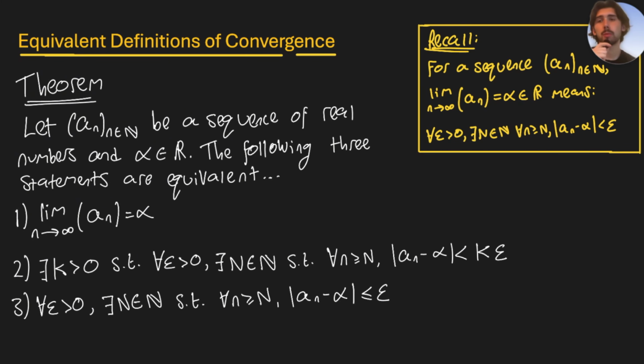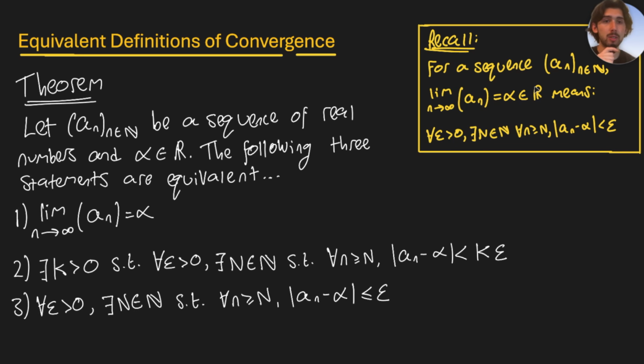In this video we're going to prove three equivalent definitions of convergence of a sequence of real numbers. This is of course a real analysis video. So something to recall, the normal definition of convergence of a sequence.